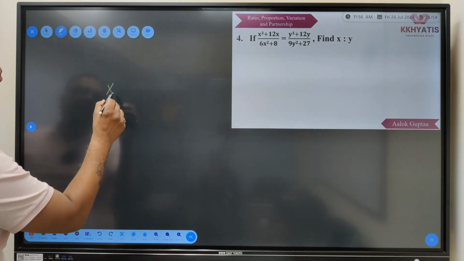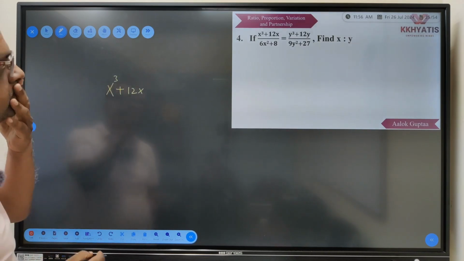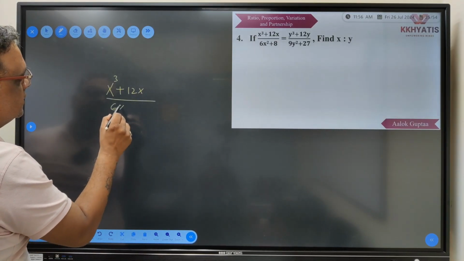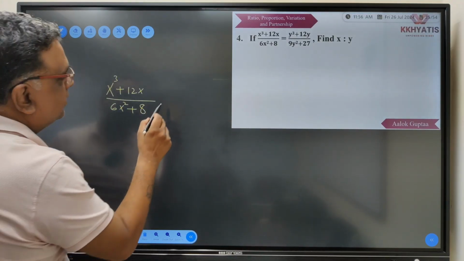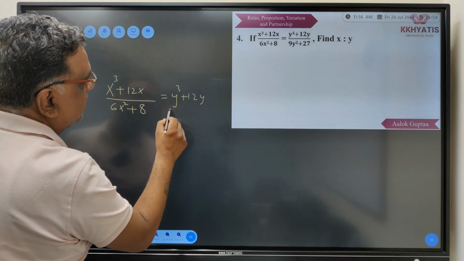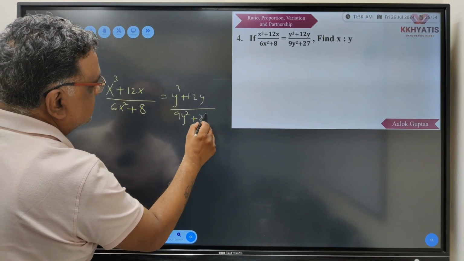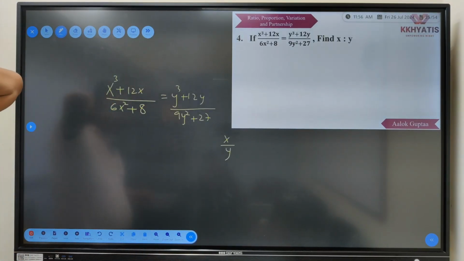So we have been given x cube plus 12x upon 6x square plus 8 is y cube plus 12y upon 9y square plus 27. I have to find x upon y. Very good. Very interesting sum.